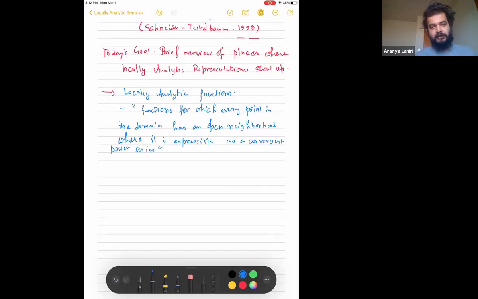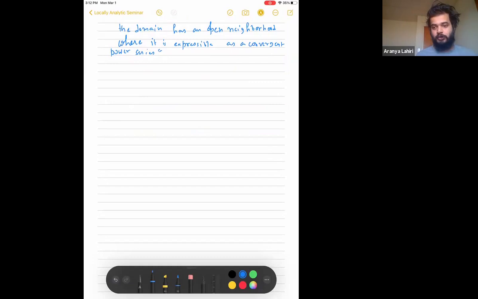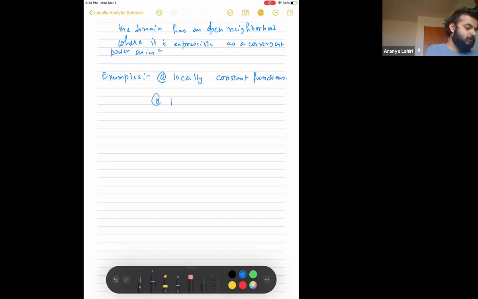Of course, you'll realize that this is a colloquial definition, because convergent power series, convergent where? What are my coefficients, and so on. But locally, these are functions which are expressible as convergent power series. Right now, I'm not going to explain more on this, but let me just talk about examples. The most trivial example that you can look at is locally constant functions. If you have a locally constant function, around every point there is a neighborhood where the function is constant. Of course, you can look at polynomial functions.